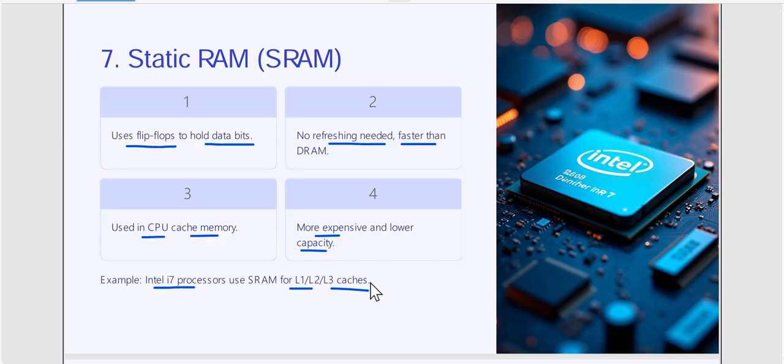But regarding the A levels point of view, you just need to memorize the differences: in DRAM transistors and capacitors will be used, it is cheaper; and in SRAM the flip-flop circuit will be used, and it doesn't need to be refreshed again and again, and it is basically expensive, and having a low capacity as well.